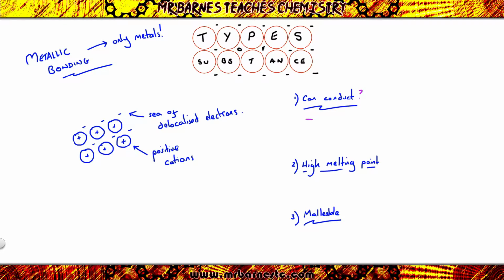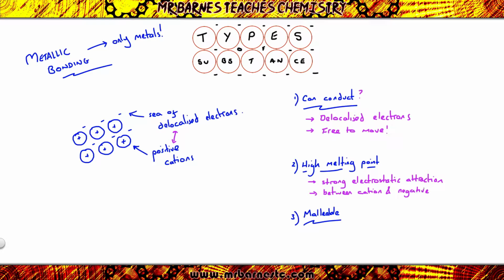So if we start off, why can they conduct electricity? This one's fairly obvious. They have delocalized electrons, they're free to move, so it can carry on a charge. If we move on to the melting point, there is a strong electrostatic attraction between your cation and your negative delocalized electrons. Therefore, lots of energy is needed to break the bonds.